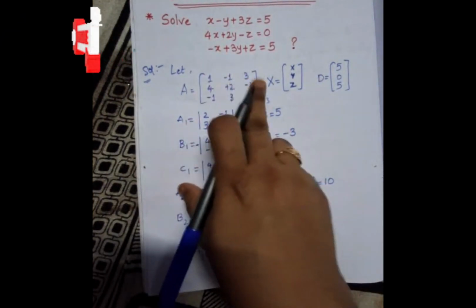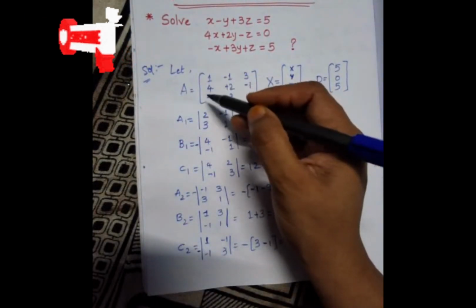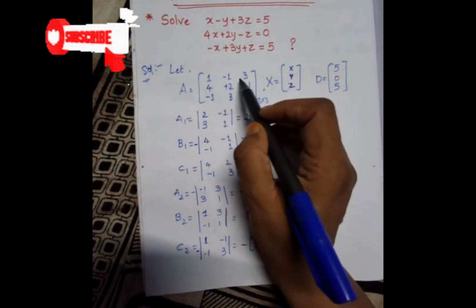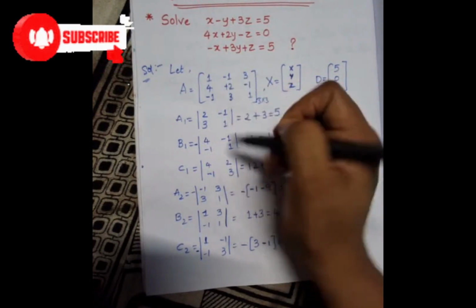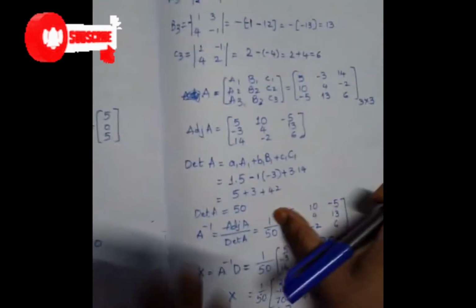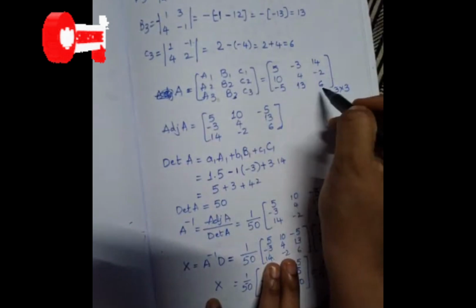Now first we have to find the 2 by 2 matrix of every term, that is a1 b1 c1, a2 b2 c2, a3 b3 c3. So a1 means we have to hide the first row and first column, b1 means first row with second column. Like this we have to find all the 2 by 2 matrices.